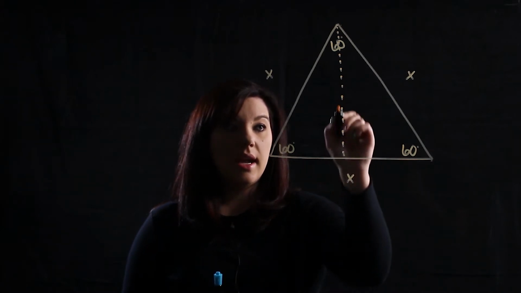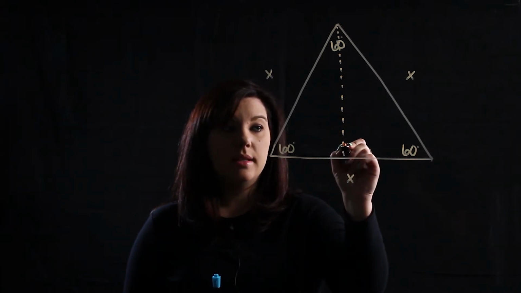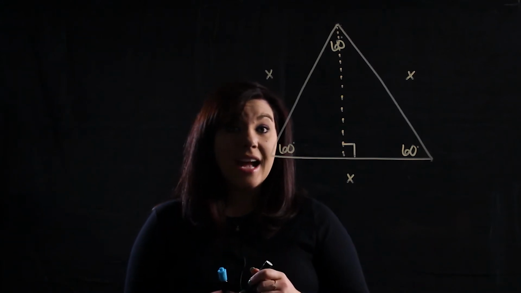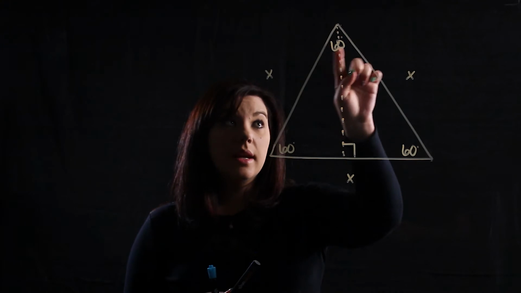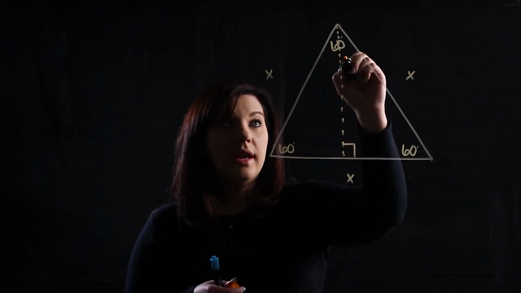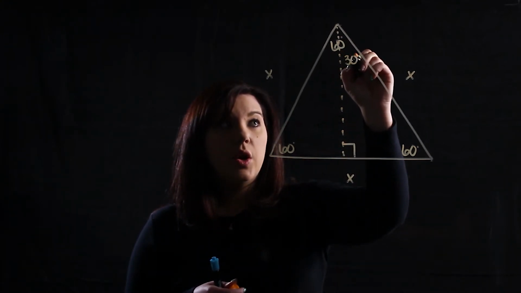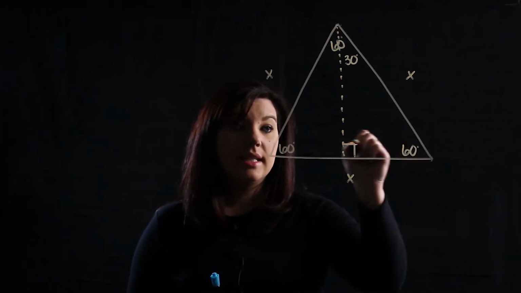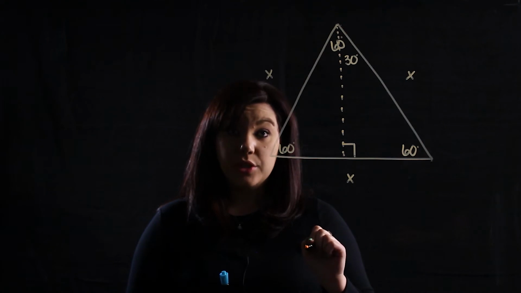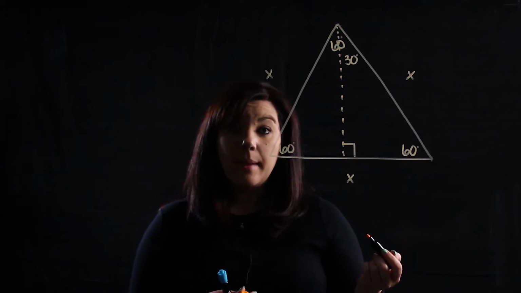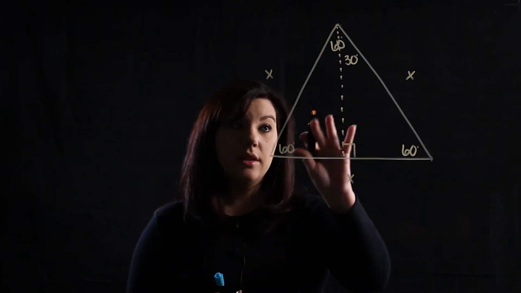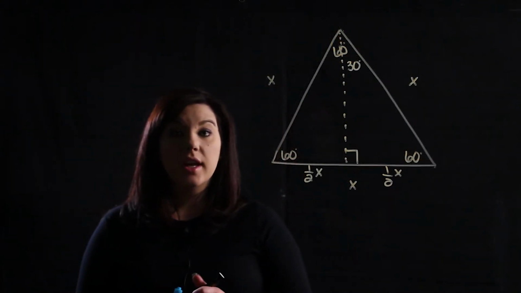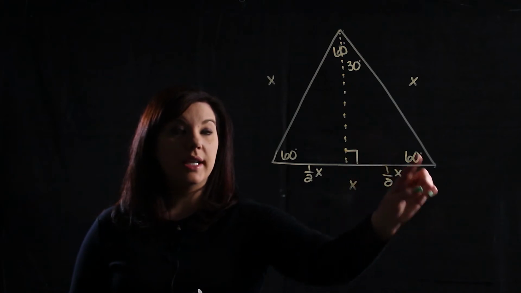This line here will be perpendicular to the base, making a 90 degree angle. Since we cut it in half exactly, this smaller angle up here is now half of 60, or 30. So here's how we've created our 30, 60, 90 degree right triangle. Let's take a look at what happened to the side lengths when we created those 2 smaller triangles from our bigger one. Let's take a look at the smaller triangle we've created here.